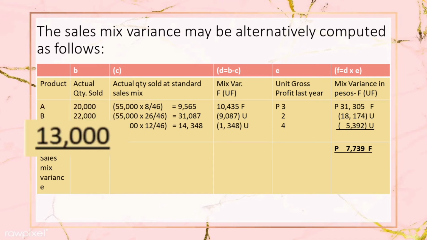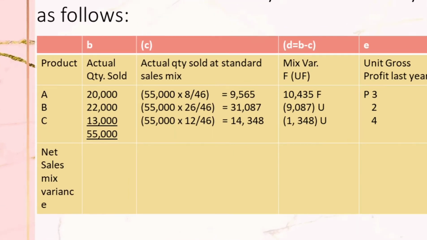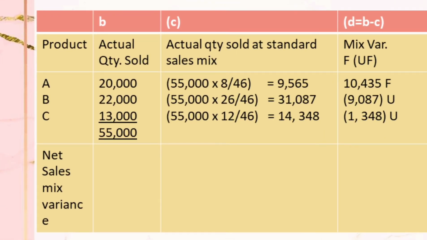And in product C, 13,000. So a total of 55,000. Column C determines the actual quantity sold at standard sales mix. In product A, 55,000 times 8 over 46. So we get 9,565. We get this by multiplying the total units sold in 2012, which is 55,000 units.